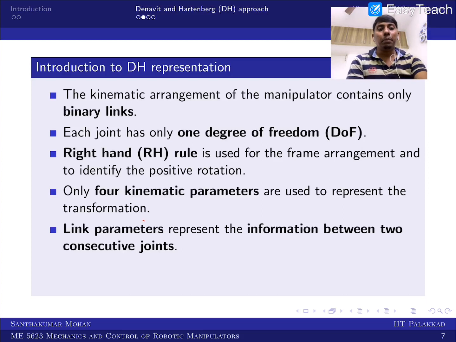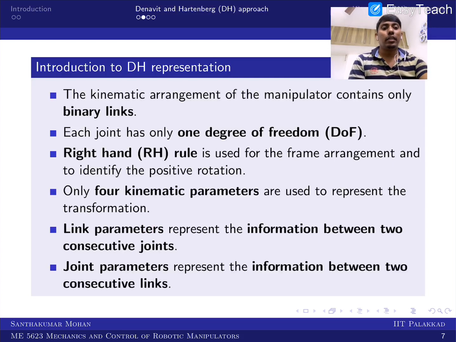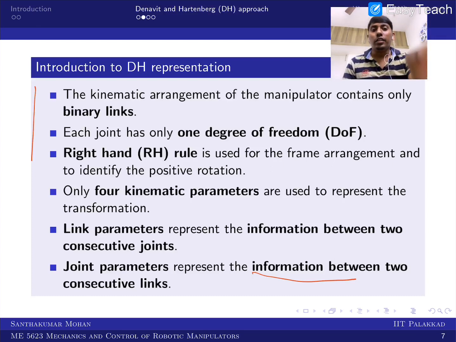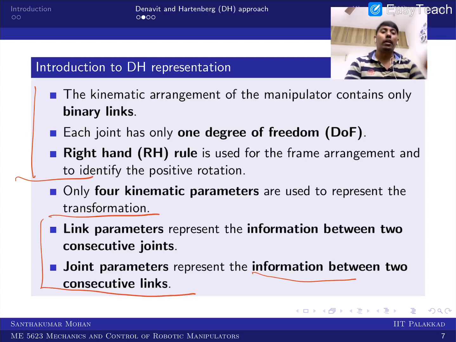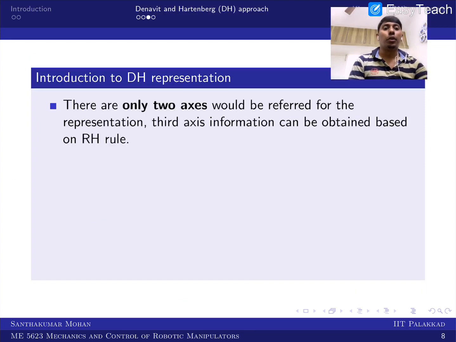So the link parameter represents the information between 2 consecutive joints, and the joint parameter is the information between 2 consecutive links. So this is what you call the assumptions. Based on these 3 assumptions, we are going to derive these 2 subsets. Now we can see how it proceeds further.